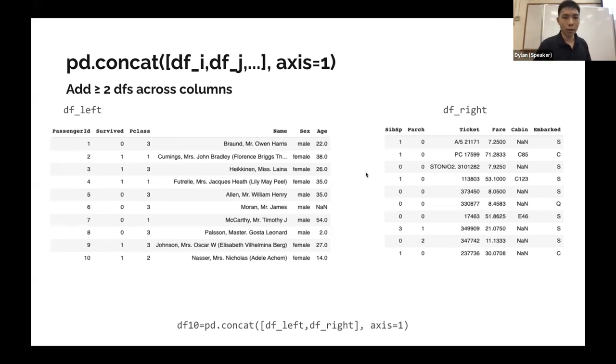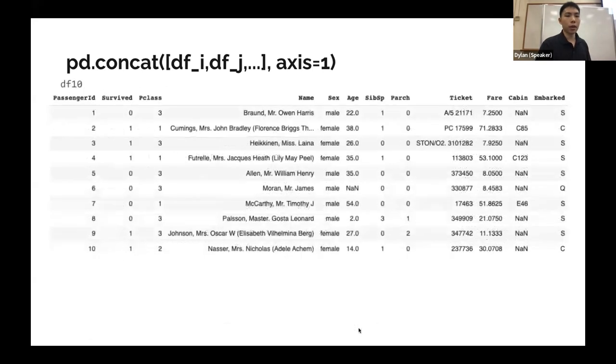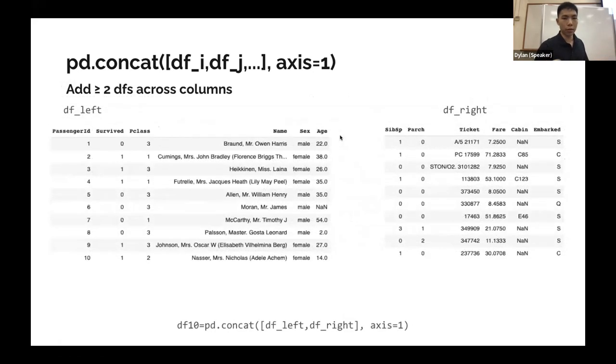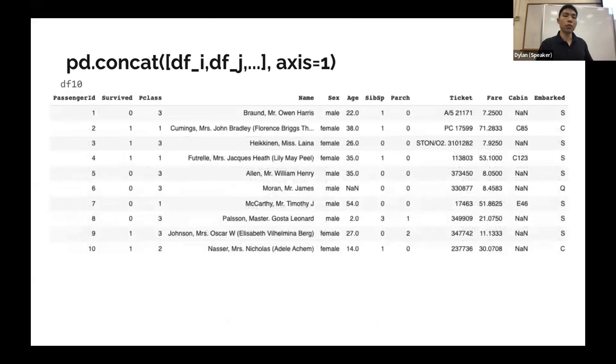What will happen here is, because I put df left first and df right following that, passenger ID, which was on the left in df left, will be the first column. And the number of rows will be the same, because both df left and df right have the same number of rows. So that is something for you to take note of for pd.concat. Okay, so that's all for pd.concat.